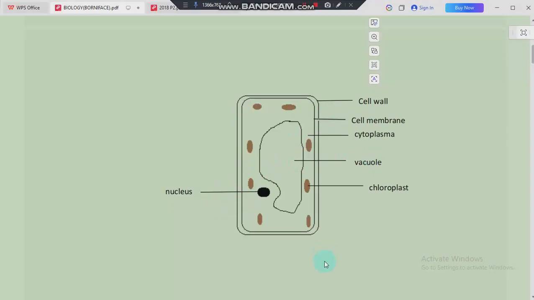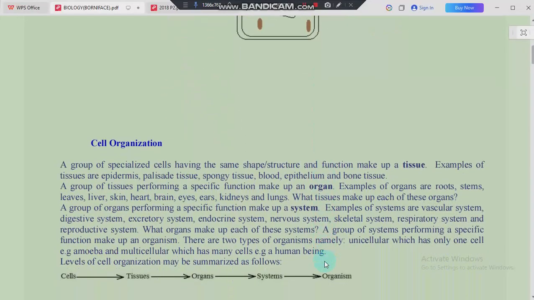All right, having that said, now I want us to look a little bit at cell organization. So this is what we need to know. A group of similar cells makes up a tissue, all right? A group of tissues makes up organs. A group of organs makes up systems. A group of systems makes up an organism.